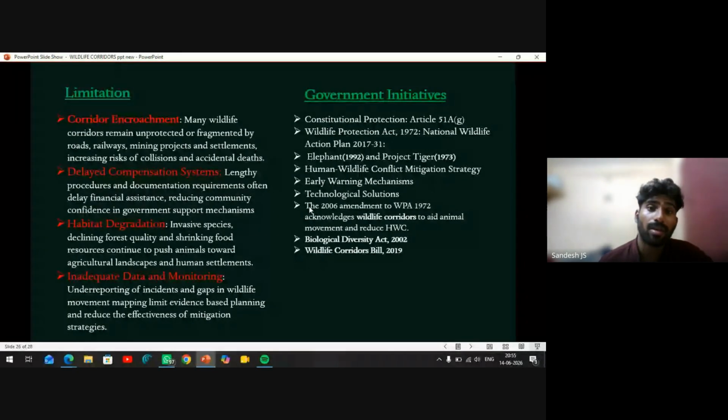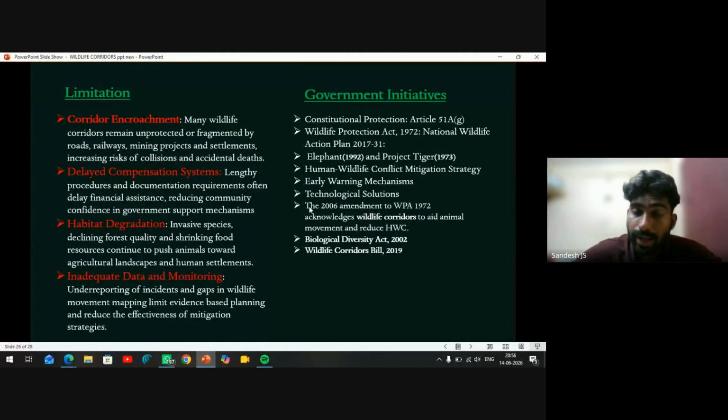Delayed compensation system. So when elephants raid or destroy a crop or vegetation, people are not getting the compensation. It's a lengthy procedure. They have to go to court, submit documents, etc. This lowers the confidence in government policies. And habitat degradation, invasive species, declining forest quality and shrinking food resources continue to push animals towards agricultural landscapes and human sectors.